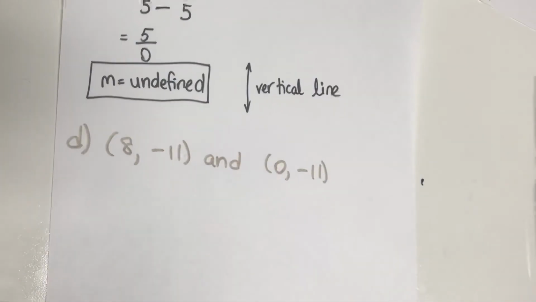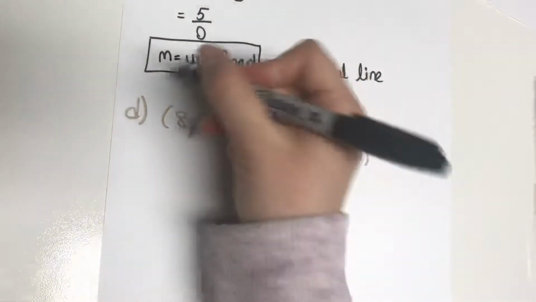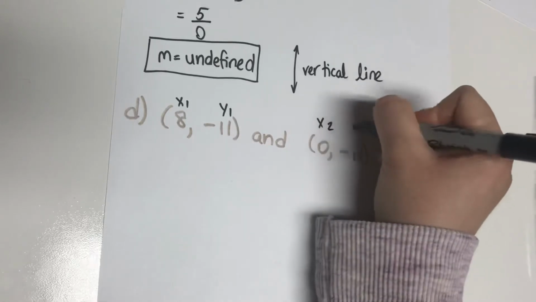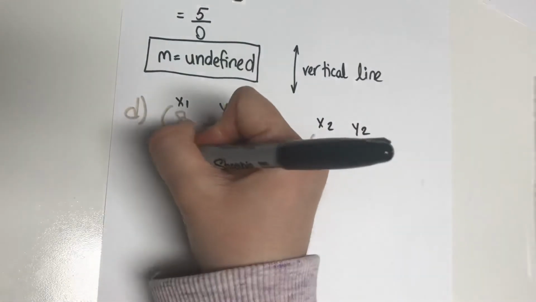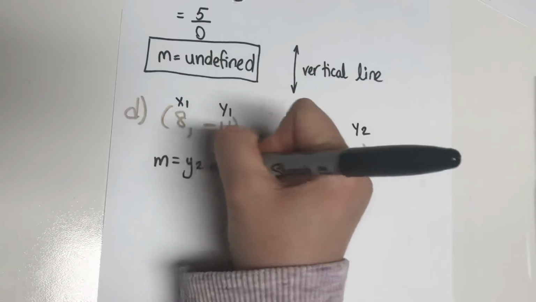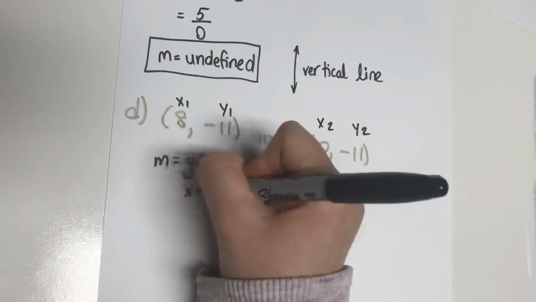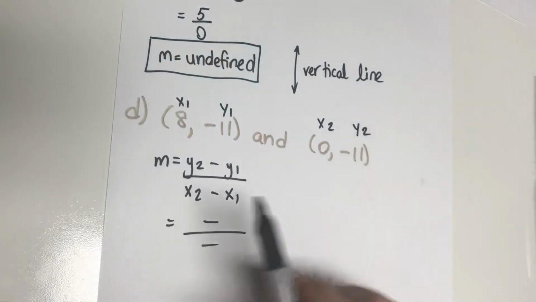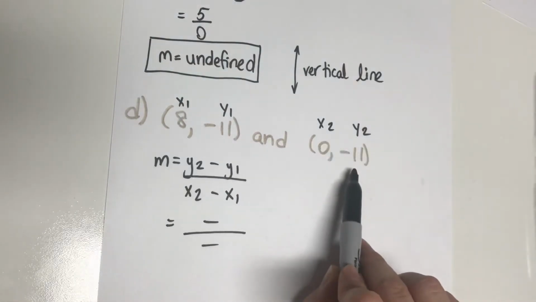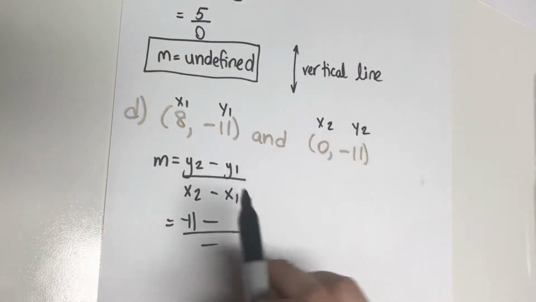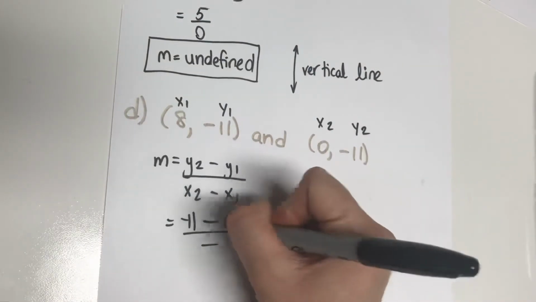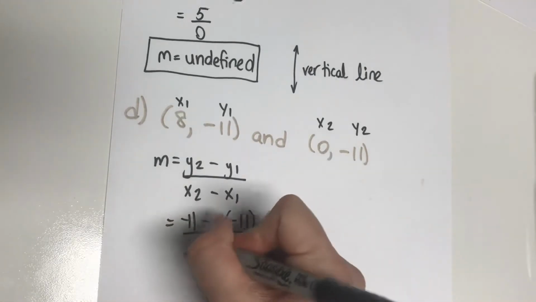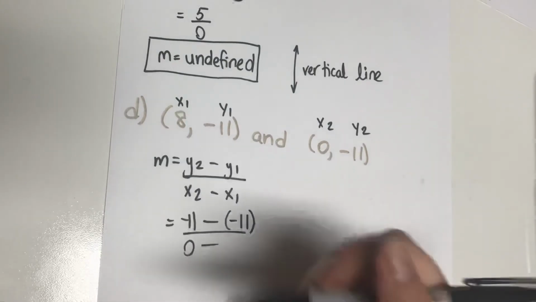Last example. Following the same steps. If you would like to at some point pause, try it on your own, and then watch the remainder of the solution. I'm going to make my substitutions. So y2 is negative 11, y1 is negative 11 also, x2 is 0, and x1 is 8.